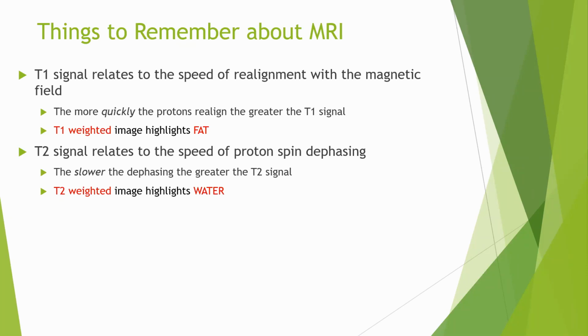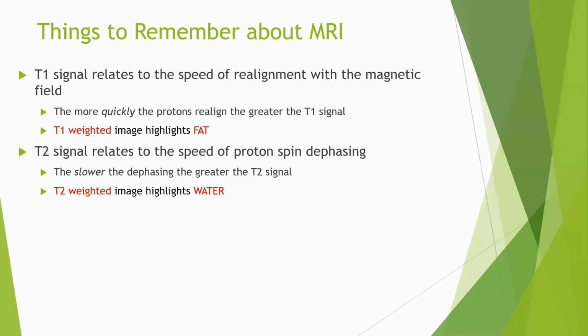Okay, so what is T1? T1 relates to the speed of realignment with the magnetic field. That's fine. Do you need to know it? Honestly speaking, you don't need to know the physics of this. So essentially, the more speed the proton realigns, the greater the T1 signal. The faster the protons realign, that is the hydrogen ions realign, the greater the intensity of the T1 signal.